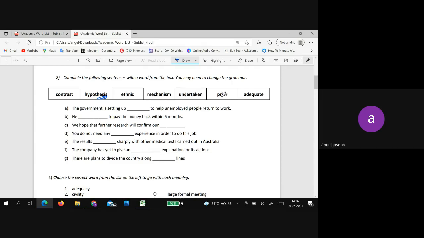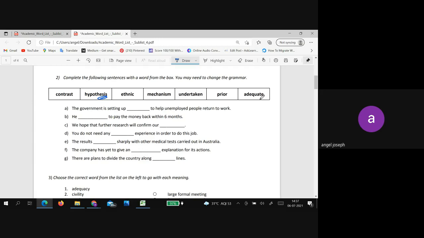Prior. Prior means something done before. Prior to reading, I was sleeping. Prior. Reading ചെയ്യുന്ന മുന്നേ ഞാൻ ഉറങ്ങുമായിരുന്നു. Prior to, usually prior ne kude, what is the preposition that you use? To. Then comes the last word, adequate.